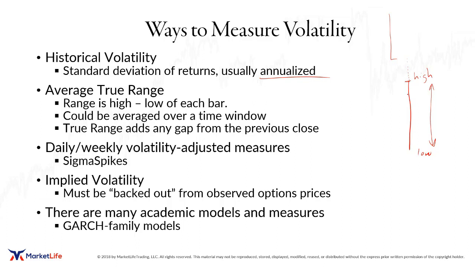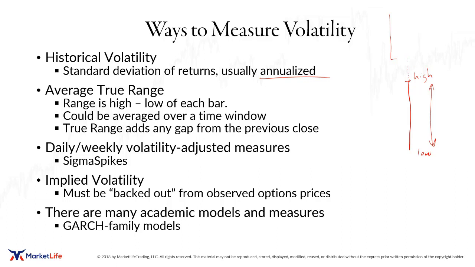Maybe it did it in an overnight gap, maybe it did it in another session. For instance, a futures market that might trade more or less 24 hours. Maybe the day session opens here, but really it did trade here overnight. So this is what true range is. It adds the overnight move from the gap, and this is commonly used.